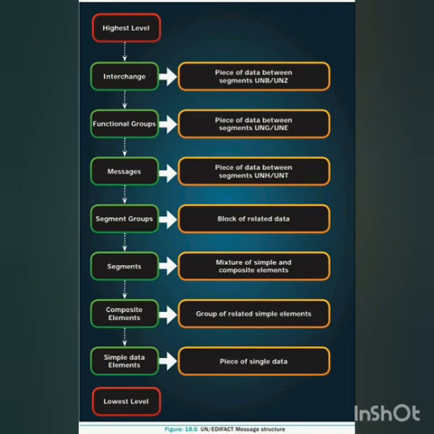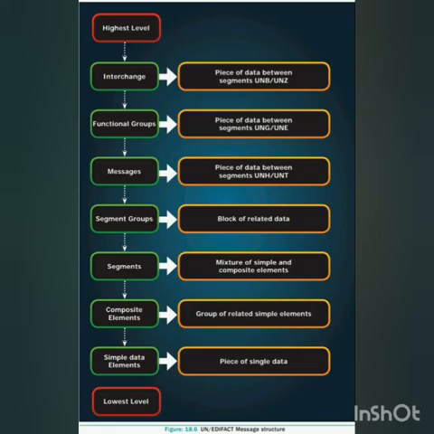So a functional group is further divided into messages, and the message is further divided into segment groups, that is a block of related data. It will be divided into segments, that is a mixture of simple and composite elements. Here composite means one or two elements put together, that is a group. Then it will be divided into composite elements, that is a group of related simple elements. The next one is simple data elements, that is a piece of single data. So simple data elements is the lowest level.